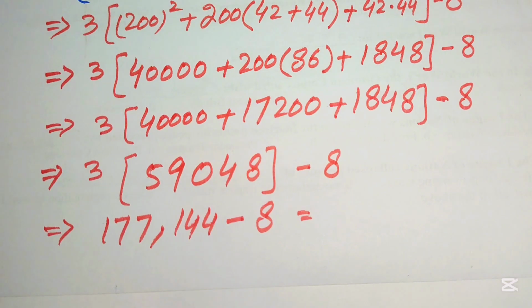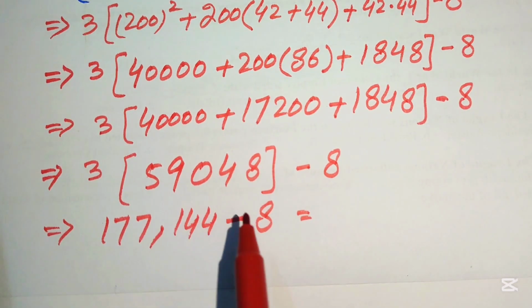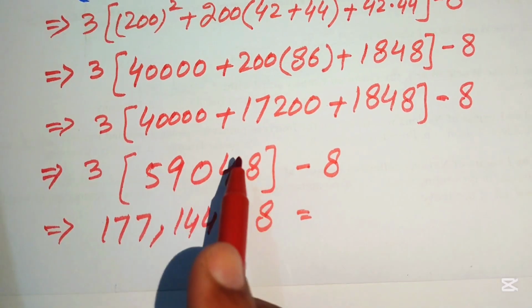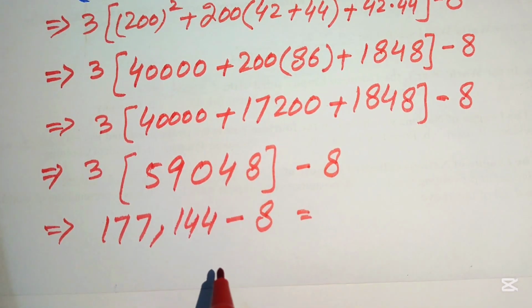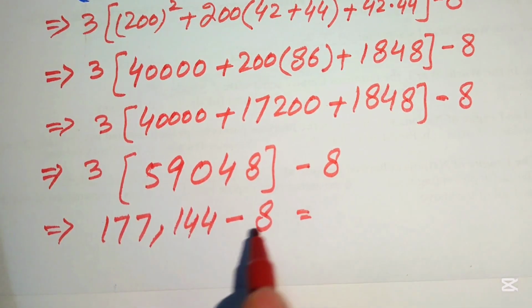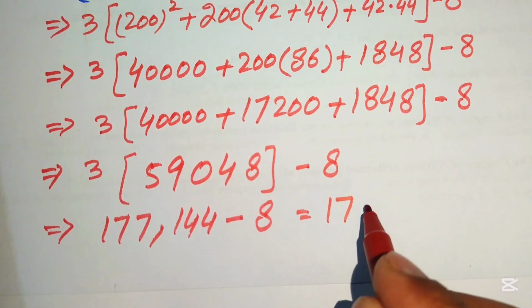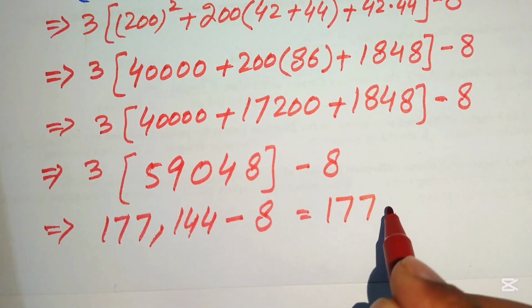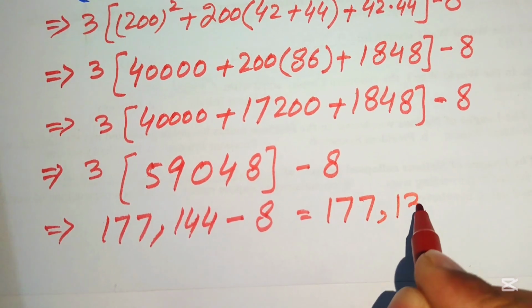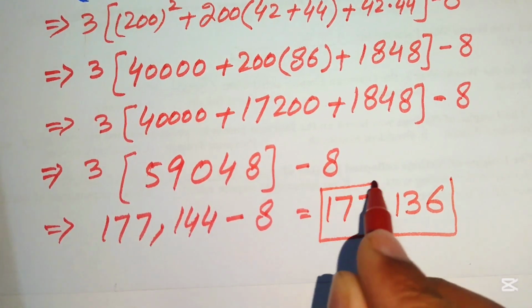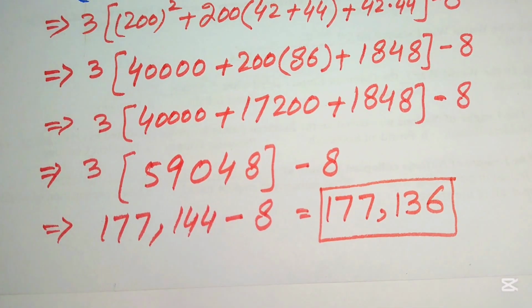I think you can do all of these steps by using the traditional method of multiplication, because this is the very simple way in which you get the product of all of these numbers. You can just learn this type of product methods in the primary classes. So here after subtraction of 8, we get the final simplified answer, which is 177,136. So this is our final simplified form of the given algebraic expression.